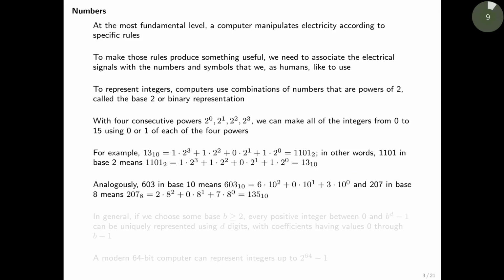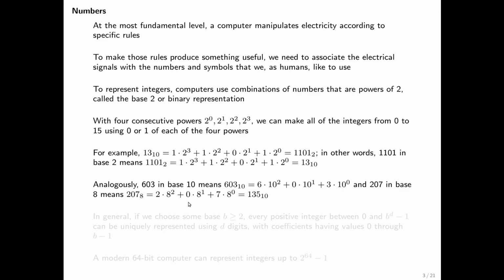Now, in a similar fashion, 603 in the decimal system really means 6 times 10 to the power 2 plus 0 times 10 to the power 1 plus 3 times 10 to the power 0. And why are we considering powers of 10 here? Because we are talking about the decimal representation of a number. And in that case, these coefficients that we consider take on values between 0 and 9. So 6, 0, and 3 are all values between 0 and 9.